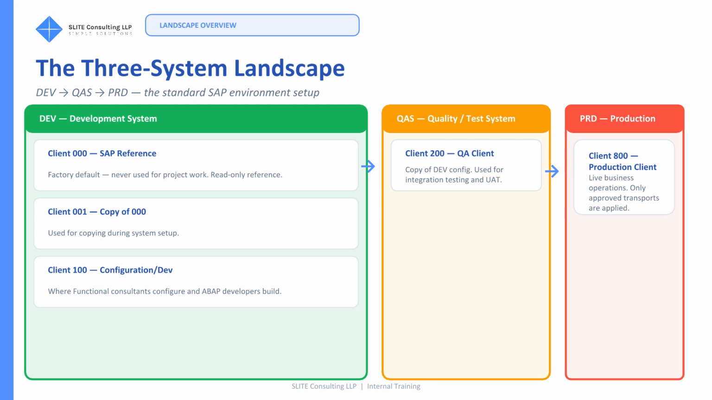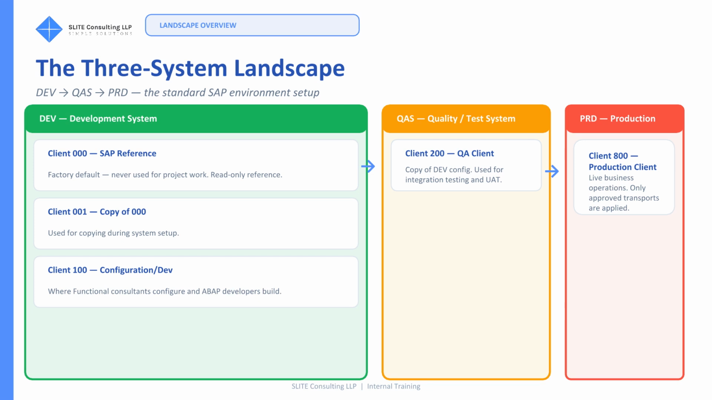The production system, PRD, is the live environment. Real business data, real users, real consequences. Only tested, approved transports are ever applied to production. Direct configuration changes in production are a serious control violation.